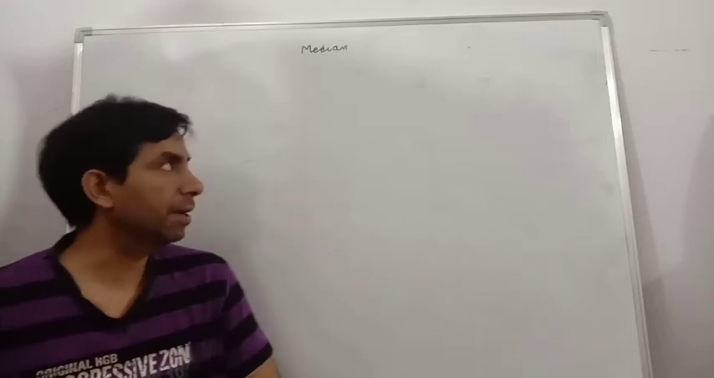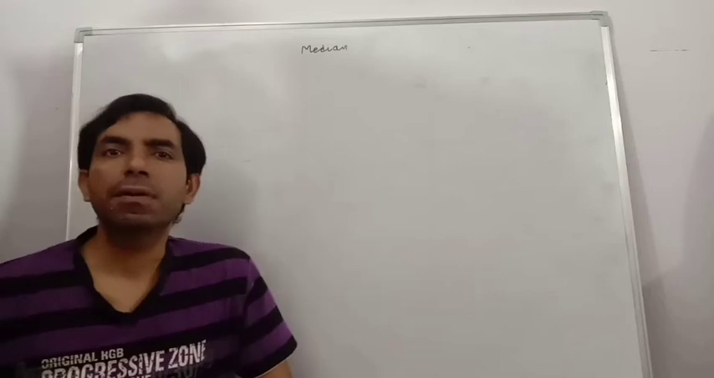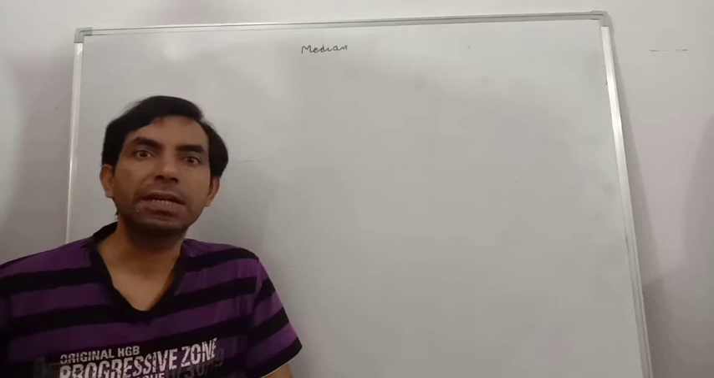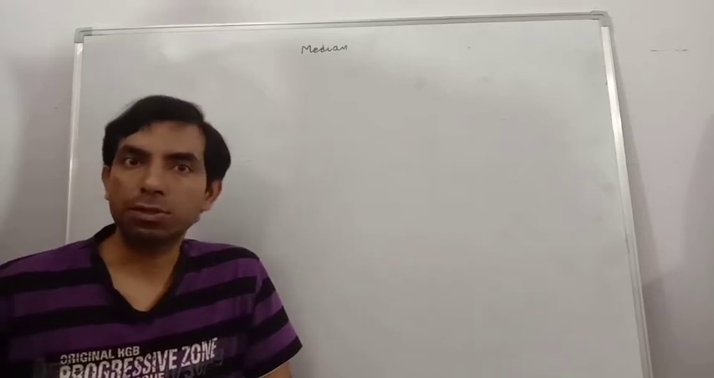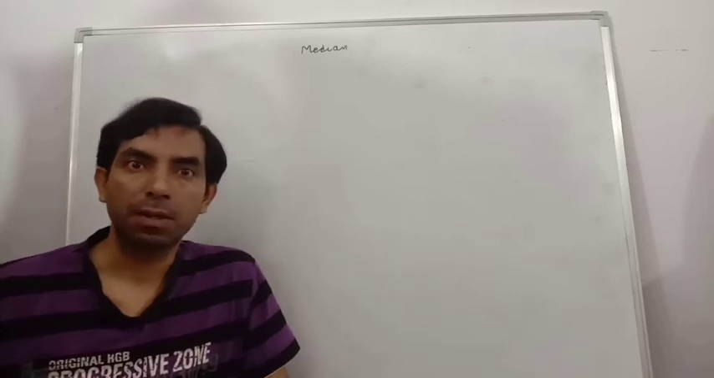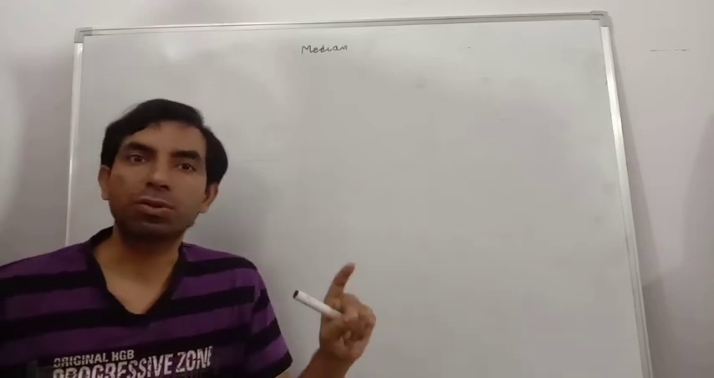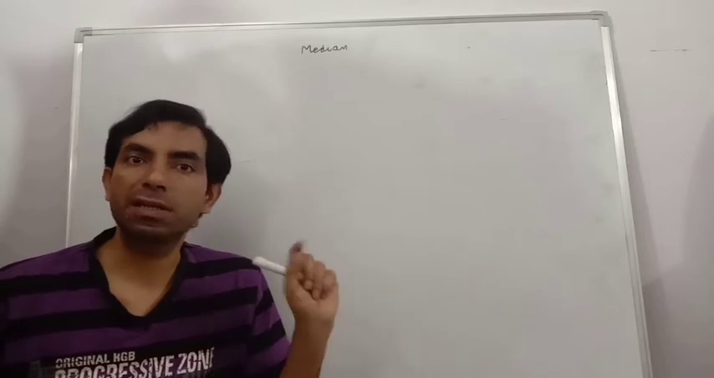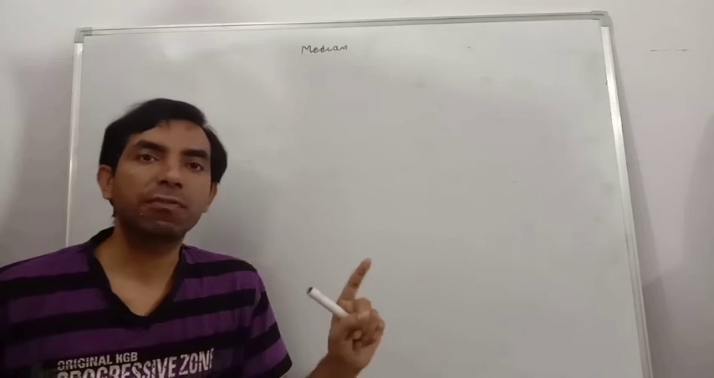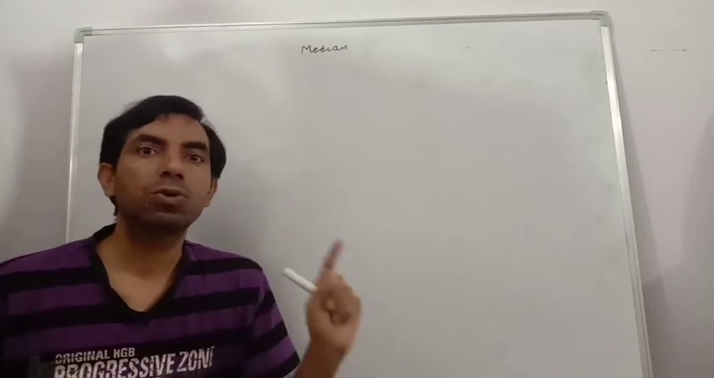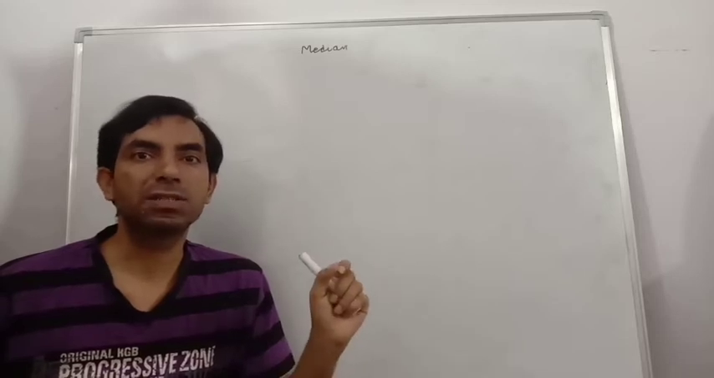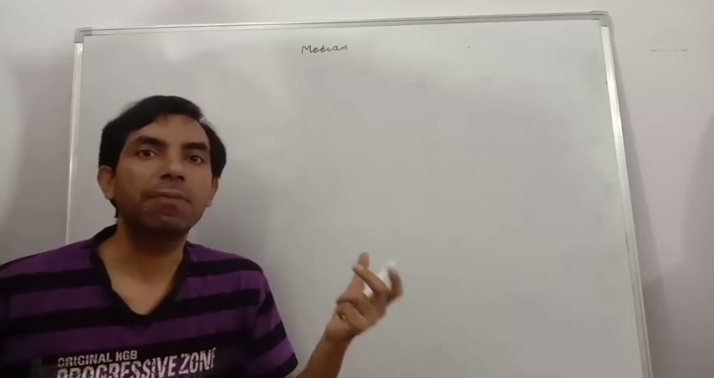Today's topic is median. In finding the median, we have two methods. The first works on individual distribution and ungrouped frequency distribution table, because the first method works on both. The second method works on grouped frequency distribution table. So today we first learn how we can find the median for individual and ungrouped frequency distribution table.